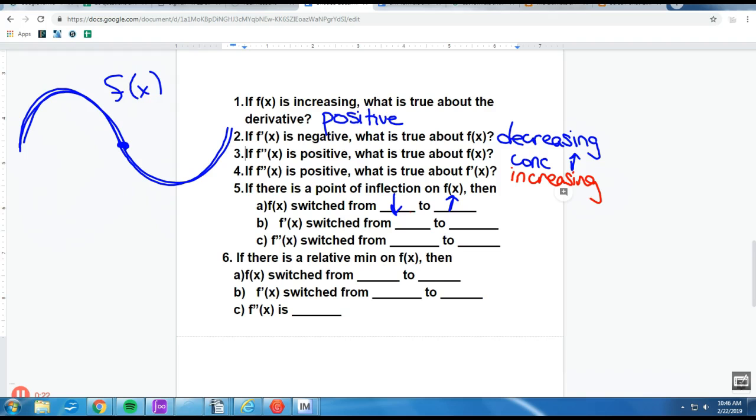Positive. Good. So the derivative is the slope. Prior to that spot, the slope of our tangent line, as I go along, gets smaller, smaller, smaller, smaller. Once I hit that point, it flips, and now my slopes start to get bigger, and I start climbing back up. So f prime in this case would switch from decreasing to increasing. And then f double prime, well, if we switched from concave down to concave up, f double prime must have switched from negative to positive.